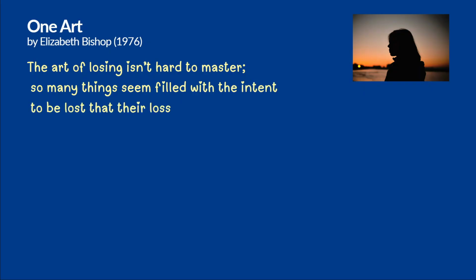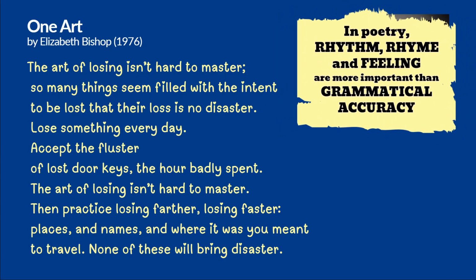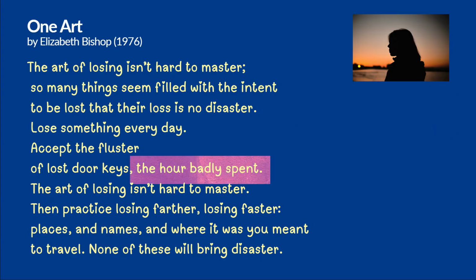I'm going to use a famous poem by Elizabeth Bishop called One Art, and it demonstrates that in poetry, rhythm, rhyme and feeling are more important than grammatical accuracy. First of all, have a look at this clause here, the hour badly spent. Hold on, shouldn't there be an "and" before the hour badly spent? Except the fluster of lost door keys and the hour badly spent. Well, "and" has been left out here because it doesn't help the rhythm of the poem.